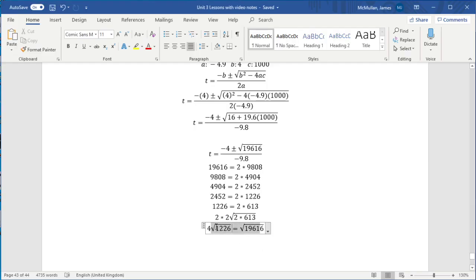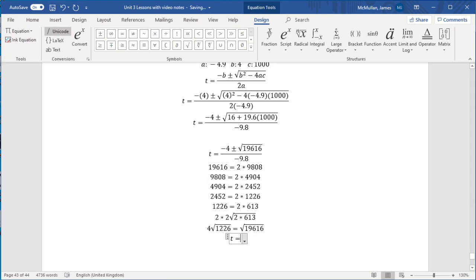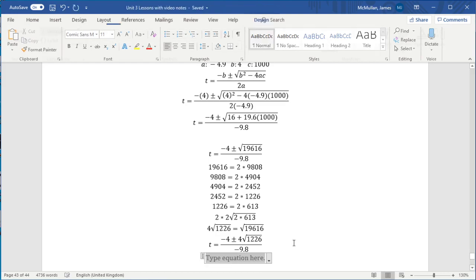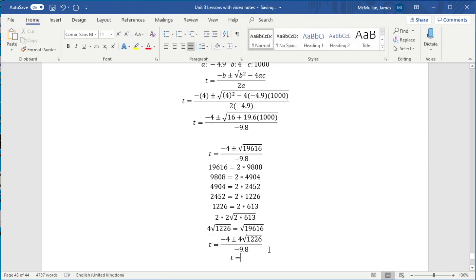Okay, so we've managed to reduce the root as much as we could, and now let's go back to the answer. So we're going to get t equals negative 4 plus or minus 4 square root 1226, all divided by negative 9.8. Now from this point, there's not really much you can do to make this any simpler. You could factor out a 4 from the top, but I don't really think it's worthwhile.